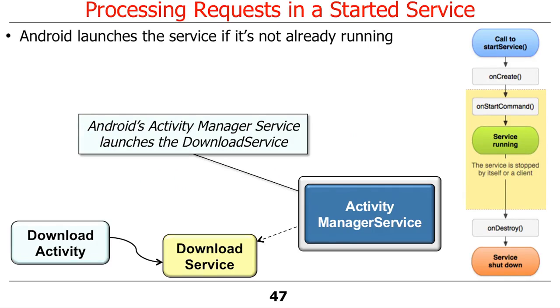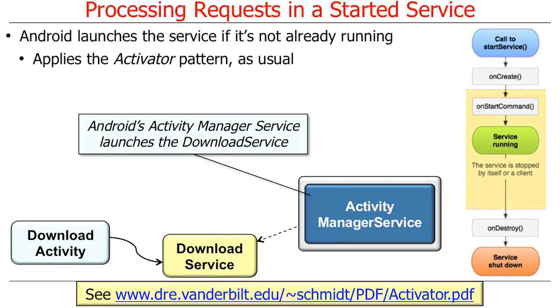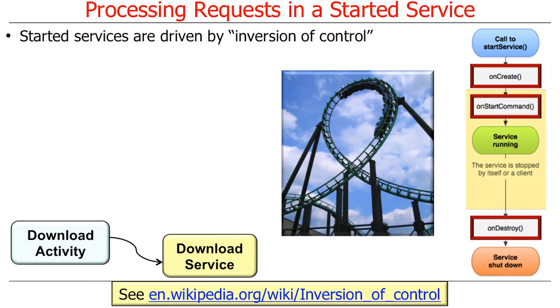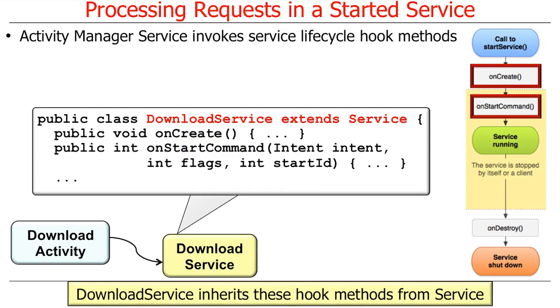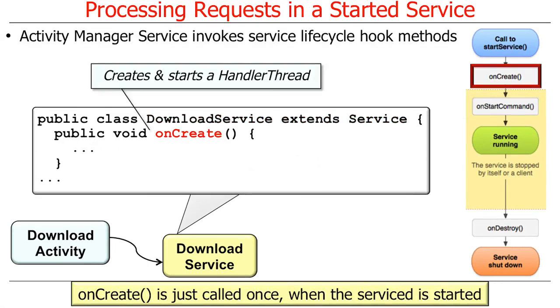As we've discussed before, the Android Activity Manager service will launch the service if it's not already running, using the activator pattern as usual. Started services, much like activities, are driven by so-called inversion of control because they're a framework, as we've discussed before. The Activity Manager service is what's running behind the scenes, invoking the service lifecycle hook methods. The two methods we care about here are onCreate and onStartCommand. Download service inherits these hook methods from the service class that's provided by Android.